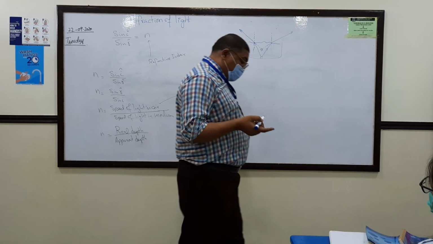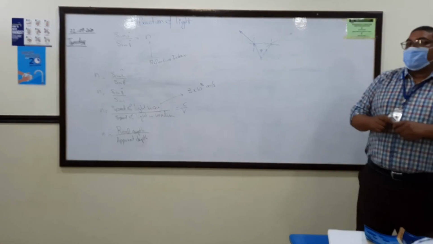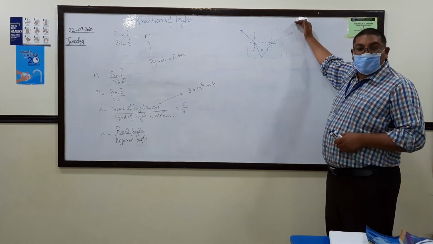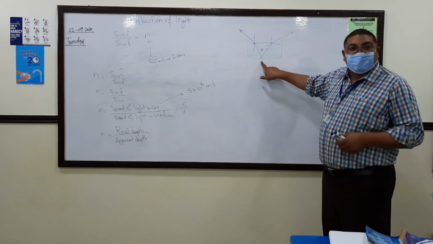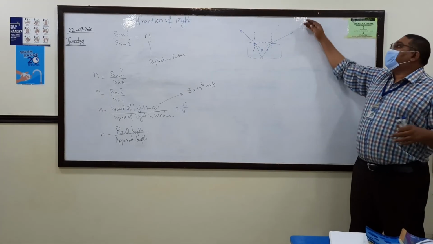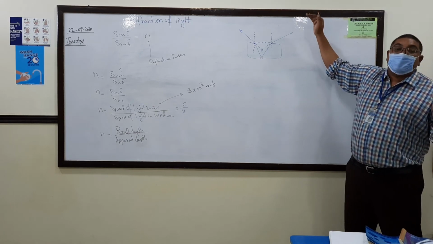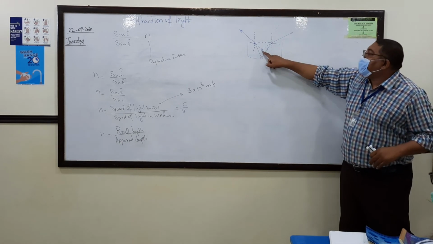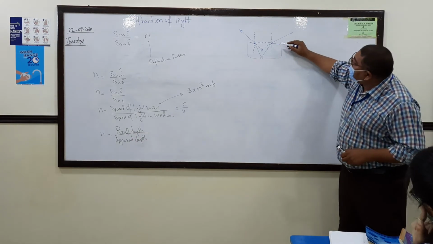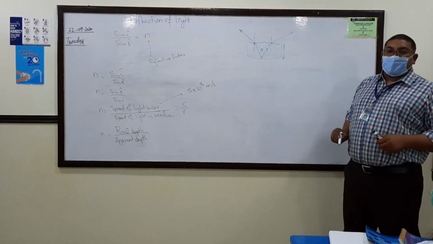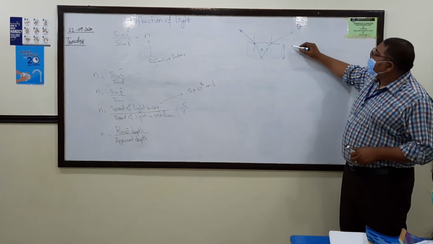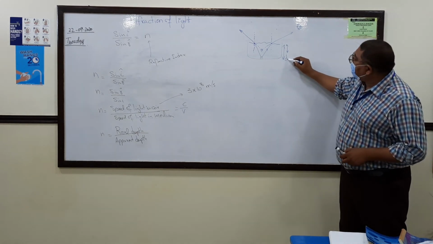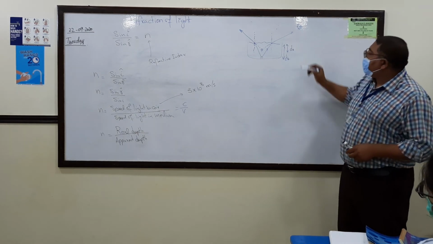So when you are standing outside the swimming pool, the light is actually at this depth. But from outside, this light will not appear at this depth. From here you get a perception that the light is coming from here. The real depth is this much, but when you see from here, you get the perception that the depth is this. So this is the real depth and this is the apparent depth.